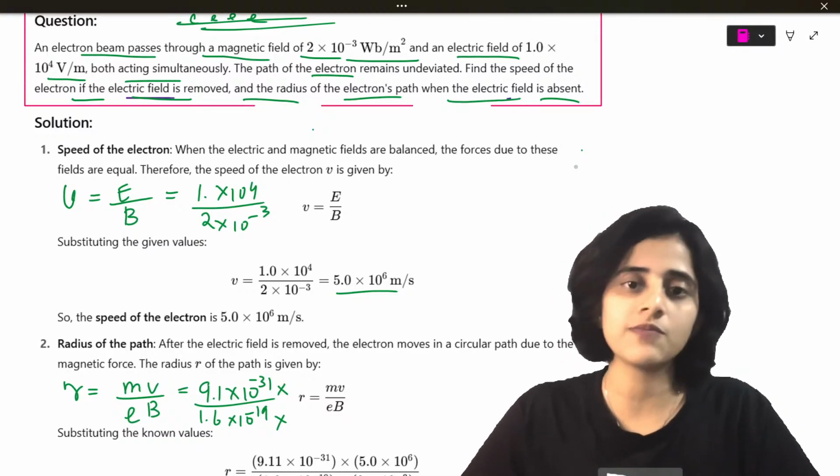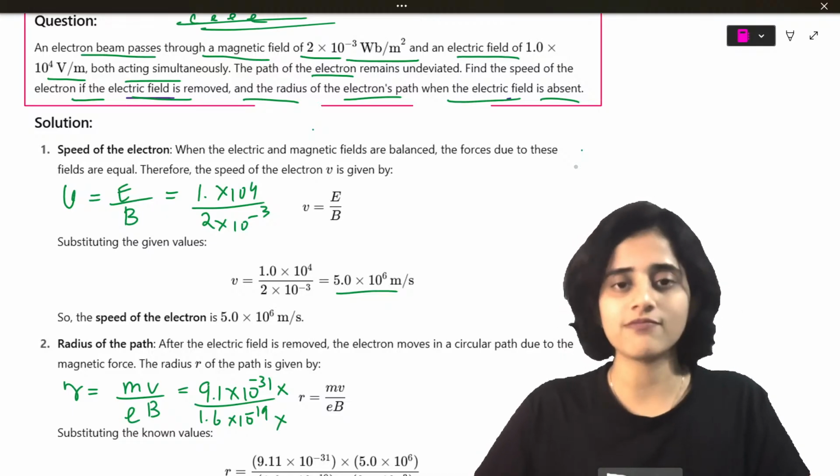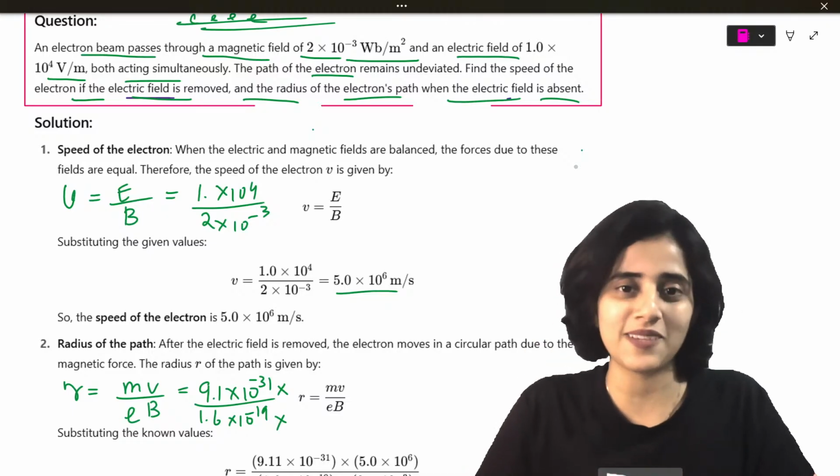I'll leave you all before 9 o'clock, okay? So you can all eat and sleep and, with full josh, go for tomorrow's exam.